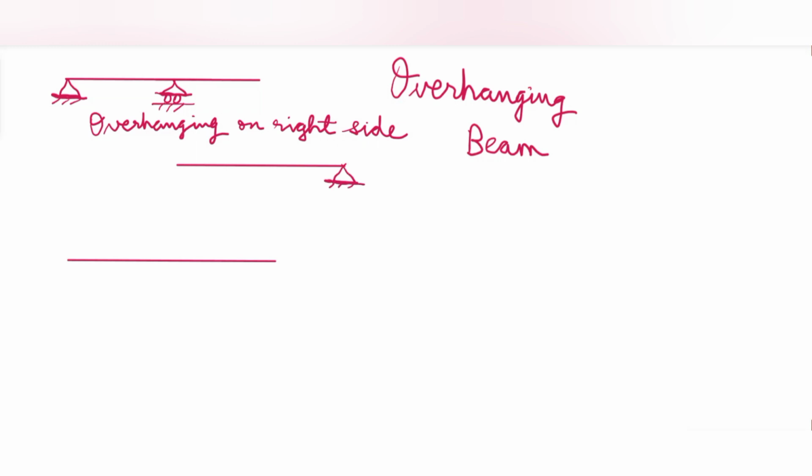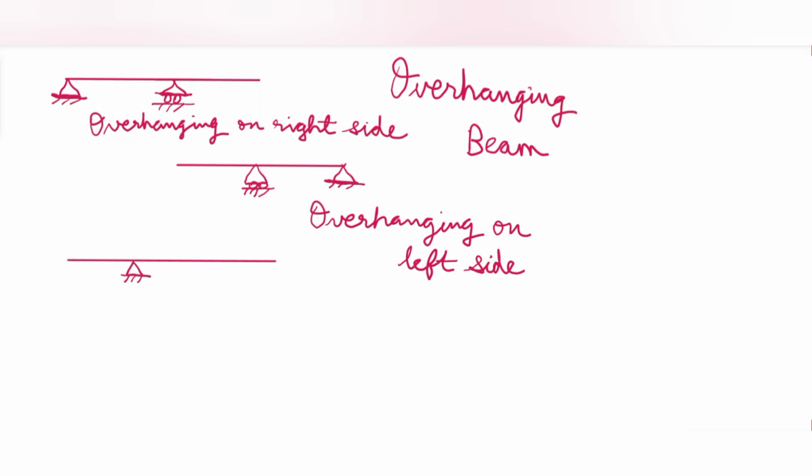Then here the another one is on the left side. There is an extended portion beyond the support. So this is overhanging beam on left side. And then on both sides, if we are having, then it will be like this. So here as you can see on the left side and on the right side, on both the sides the beam is extending beyond the supports. So this type of beam is overhanging on both sides.